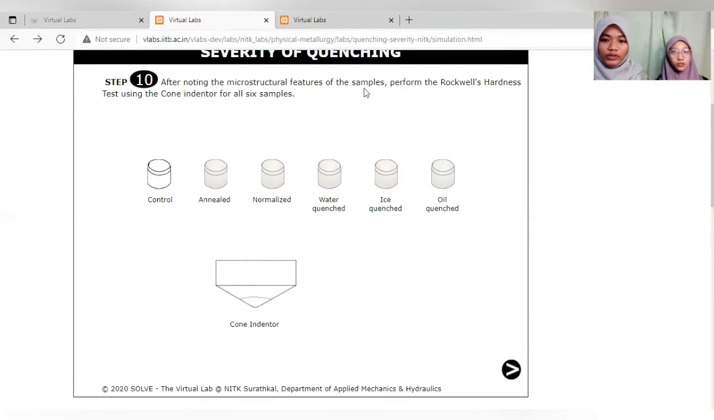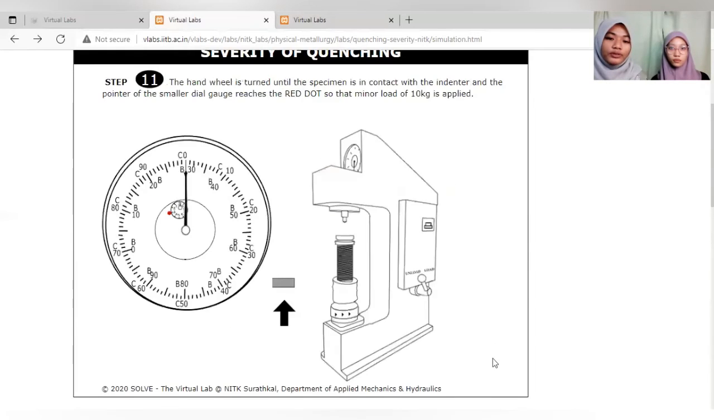For step 10, after noting the microstructural features of the samples, perform the Rockwell hardness test using the cone indenter for all 6 samples. So this is the cone indenter. These are the samples, all the 6 samples: the control sample, annealed sample, normalized sample, water quench sample, ice quench sample, and this is the oil quench sample.